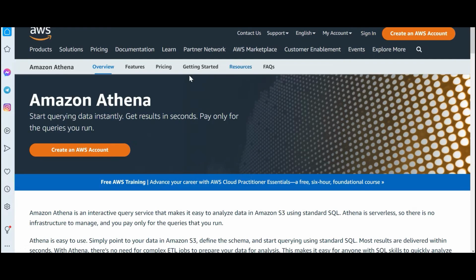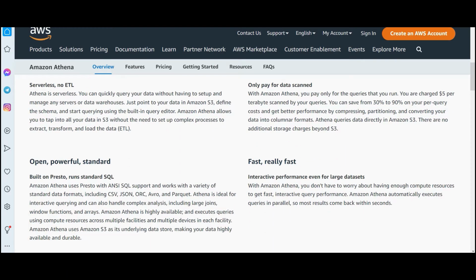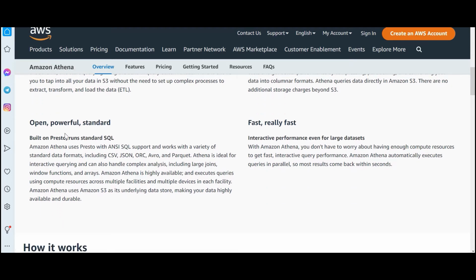What is Athena? So Athena is something which will help you start querying data instantly, and you just get the results in seconds. It is a pay only service. Okay, you only pay for the queries you run, and it is serverless, so no ETL is required, easy to connect. And then it is built on Presto. This is very important. It is built on a Presto network, so it runs standard SQL, and it is fast, really fast.